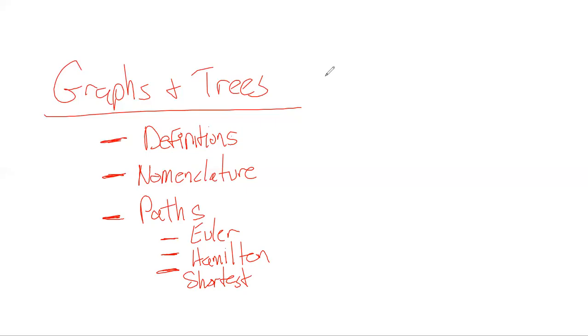And we also discussed trees here. Again, the basic definition and the nomenclature. Know what a parent node is, what a child node is, what siblings are, and what a binary tree is. And then also understand depth first search and in-order, pre-order, and post-order traversals.